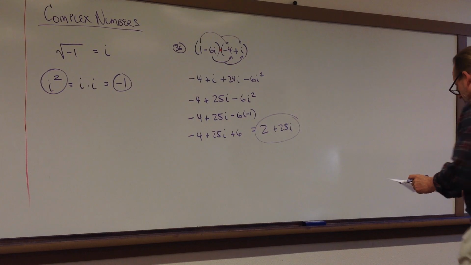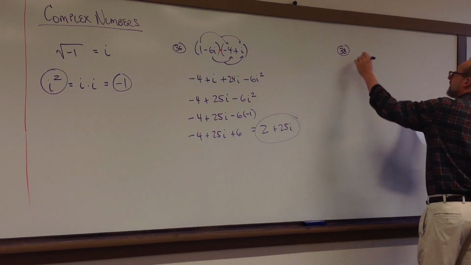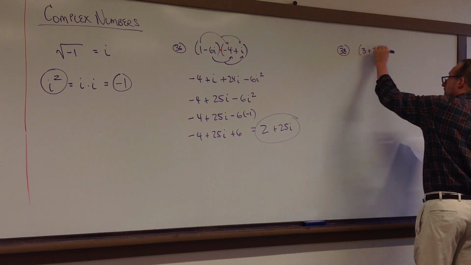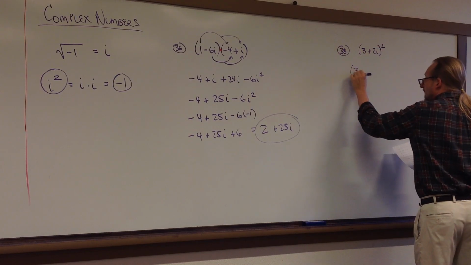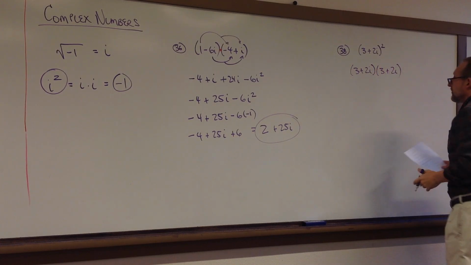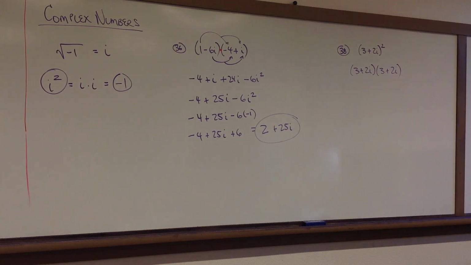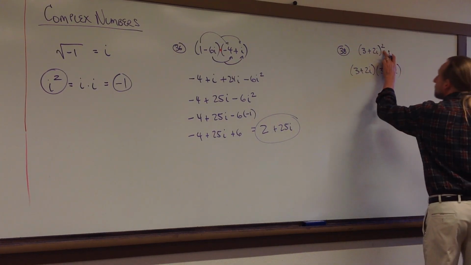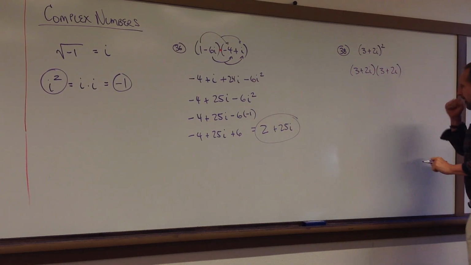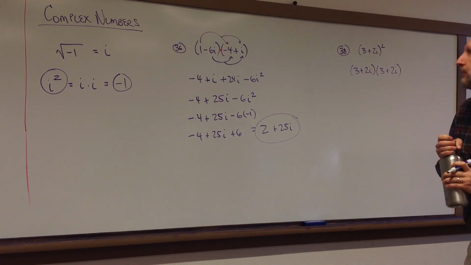Problem 38. We've got 3 plus 2i squared, and that means 3 plus 2i times 3 plus 2i. Don't try to just square both of those, because that's not what it means. To square something means to multiply it by itself. And so that's what we have to do in this problem.